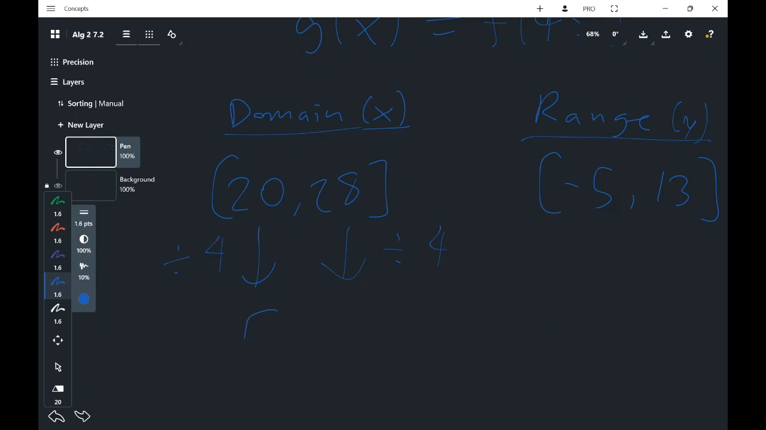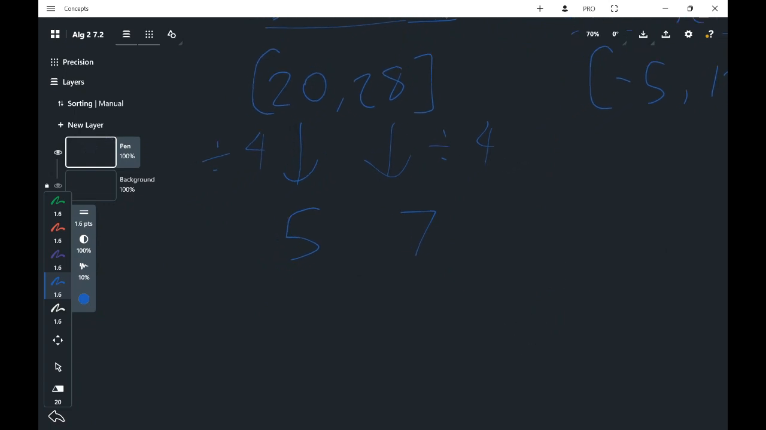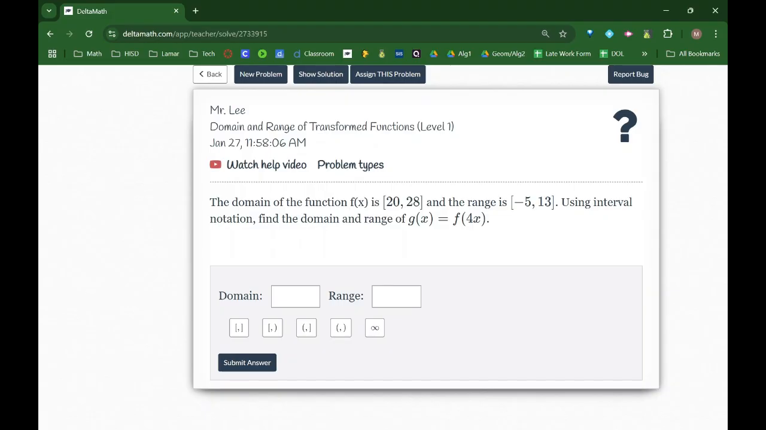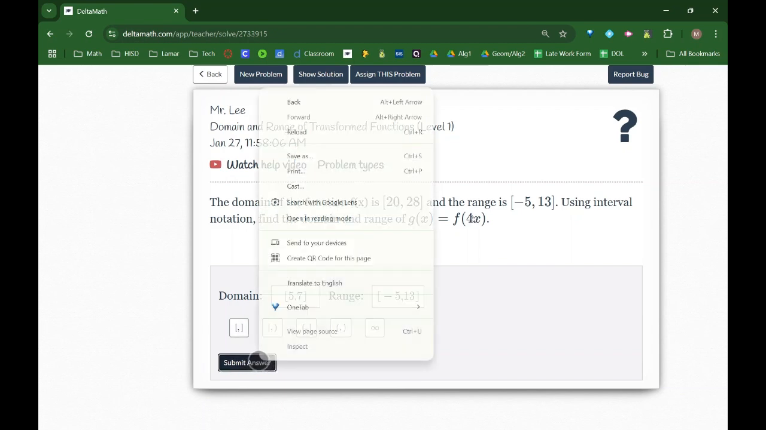So we divide by 4, we divide by 4, so it becomes 7. Oh my god, I can't do math. It's 5 and 8 and 7. My gosh. Sorry about that. And we got to make sure these are in order from smallest to biggest, which is coincidentally 5 to 7. That's our new domain. Our range is unaffected here. So domain is 5 comma 7, and our range is still negative 5 to 13.